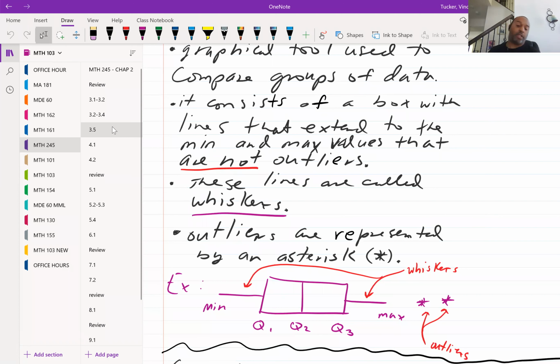So here's a generic representation of what a box plot will look like. You have your 3 vertical lines that make up your box. That's Q1, Q2, and Q3. Then your whiskers, your horizontal lines extending from the box to your minimum and maximum value that are not outliers. If we do have any outliers, whether it be greater than the maximum or less than the minimum, they will be represented by asterisks. And of course, it is possible to have more than one outlier. Each one would just be represented by an asterisk.